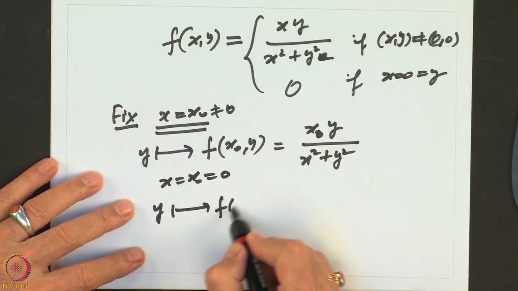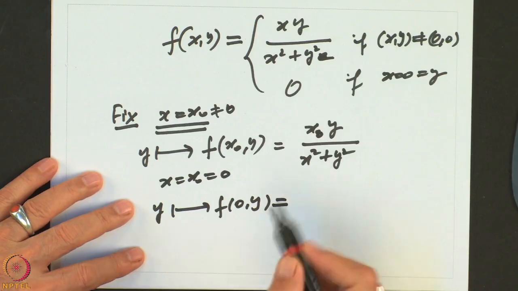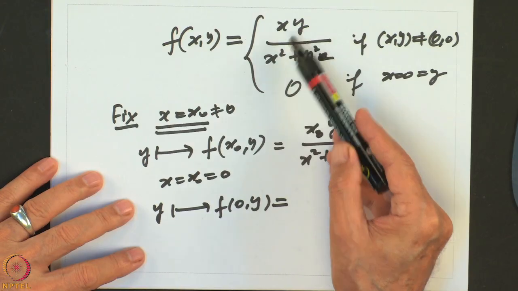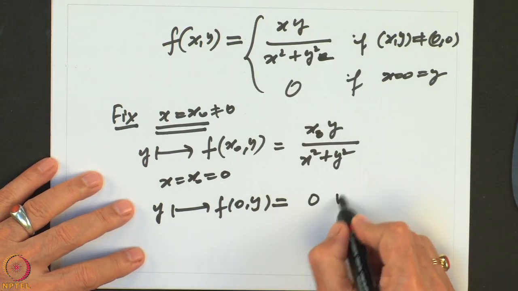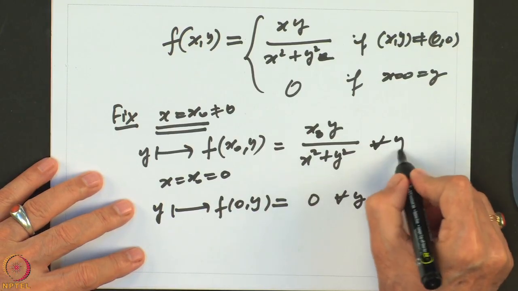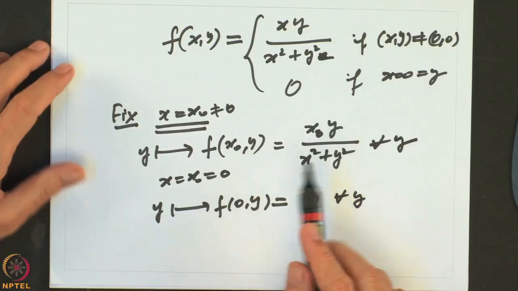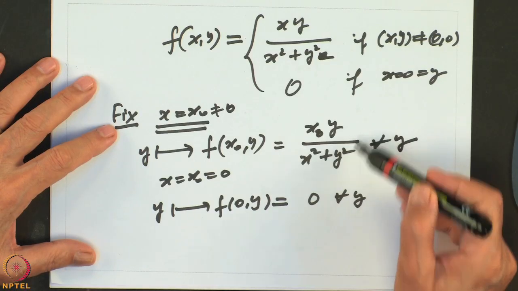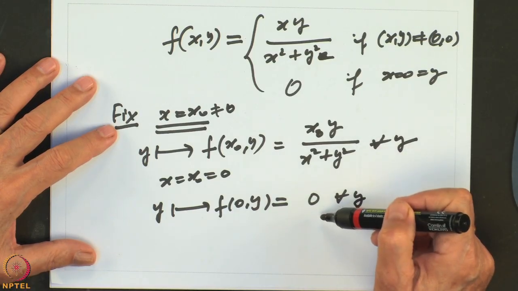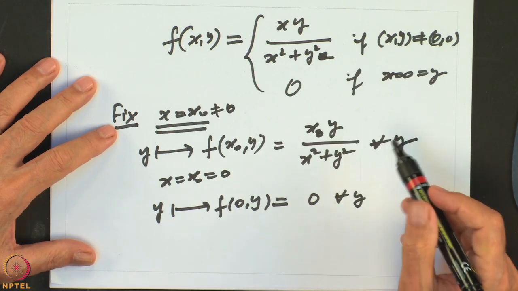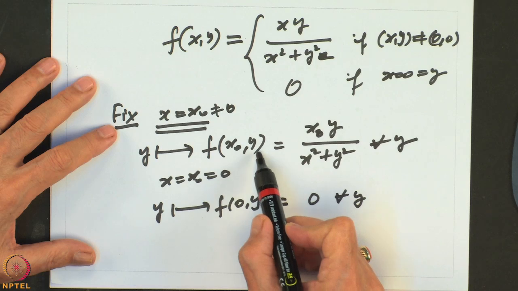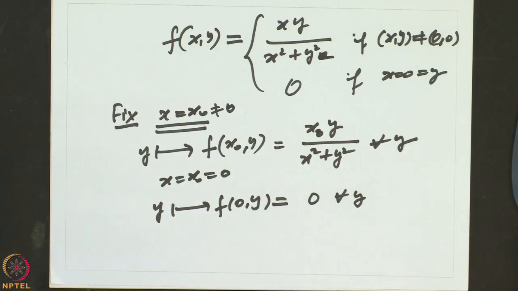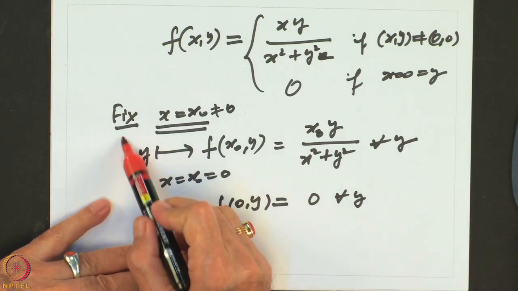Y going to f of 0 y. So, what is f? That means x is equal to 0. So, it is 0 into y is 0, whatever be the denominator, it is 0 for every y. So, for the value x is equal to x naught fixed, if it is not 0, this is the value, and this is the value if x naught is equal to 0. Now, so we are looking at this as a function of y.